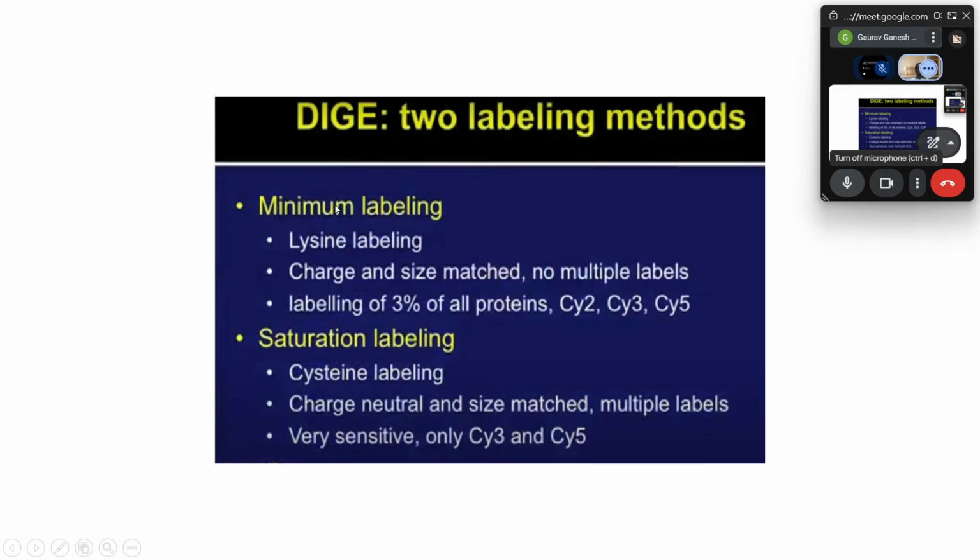Similarly, in terms of labeling, there are two different ways of labeling. Either, just a minute.